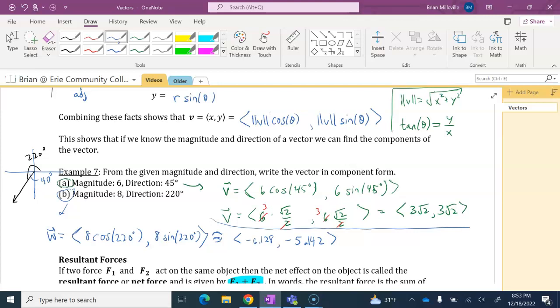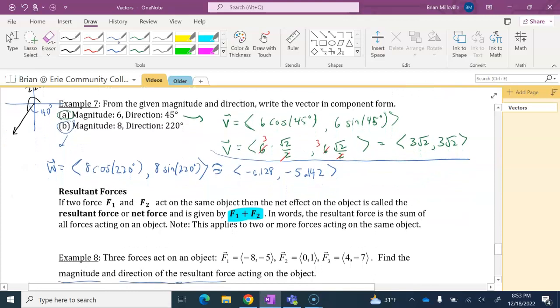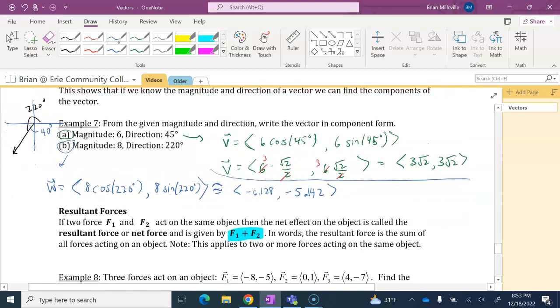All right, the last thing we're going to talk about is resultant forces. This is an application with vectors. If two forces act on the same object, the net effect on the object is referred to as the net force or the resultant force, and it's really just the sum of the two vectors. If you have more than two forces acting on the same point, then the resultant would be the sum of however many you have, 3, 4, 5, whatever you have.